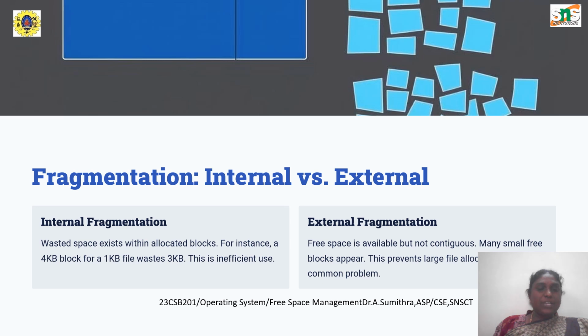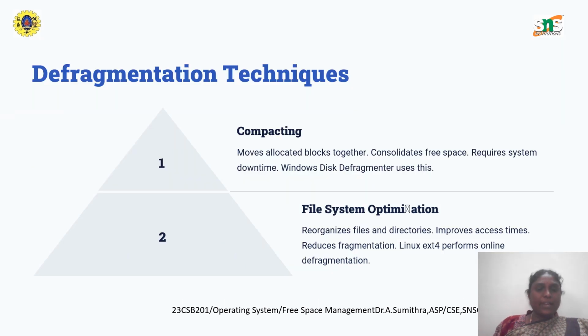Internal fragmentation happens when a block is only partially used. For example, a 4 KB block is allotted for a 1 KB file, whereas external fragmentation occurs when free space is scattered in small chunks across a disk. Even with enough total space, you might not have a single block large enough for a file. To combat fragmentation, we use defragmentation techniques, that is, compaction, which physically moves allotted blocks together to create a larger free space.